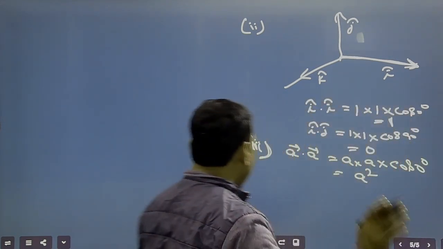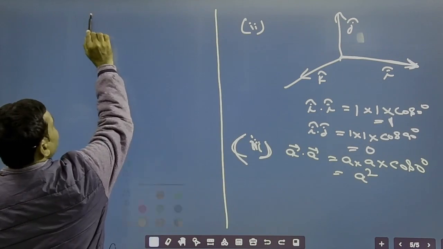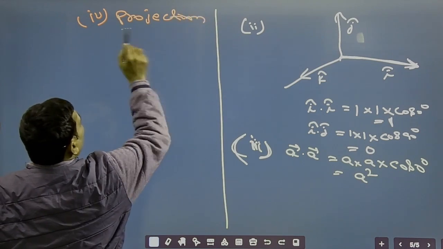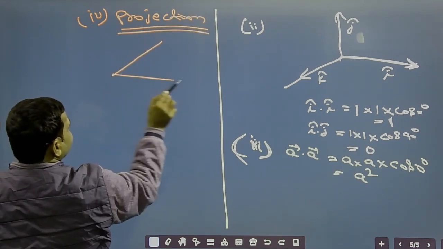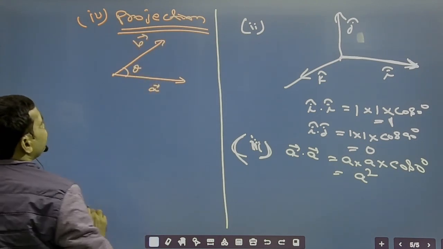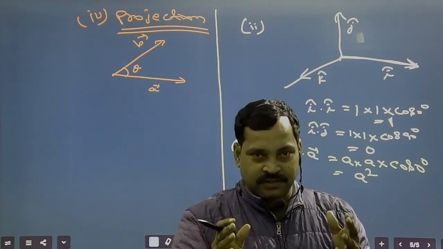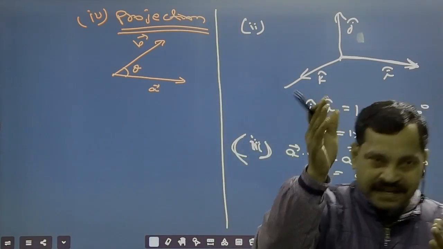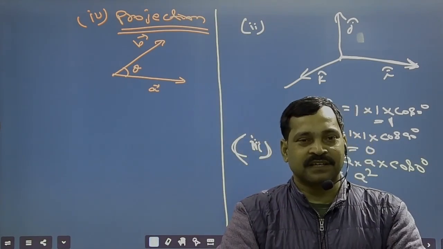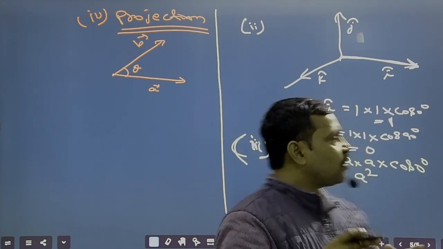Clear? Now another important thing that we are going to find out is known as projection. So what is projection? Suppose, as we have discussed, this is your A, this is your B, and the angle between them is theta. You know the concept of rectangular components of a vector. If a vector is given, we can find its two rectangular components. The horizontal component is A cos theta and the vertical component is A sin theta. This we have already discussed.